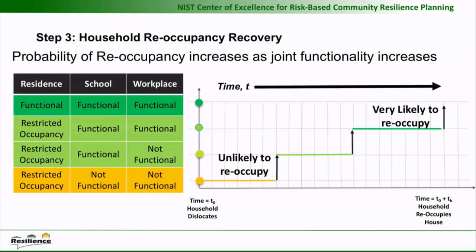We're theorizing at this point, in a conceptual model, that this joint functionality recovery has a significant influence on the reoccupancy. As the joint functional states of each of these community structures increase from the very lowest level, where a house may have either restricted entry or restricted occupancy, a school may not be functional, and the workplace may not be functional, we're showing here that the household will be very unlikely to reoccupy. But as time progresses in the recovery process, and as the functionality of schools, workplaces, and residential buildings increases, then the household is more likely to reoccupy their structure.